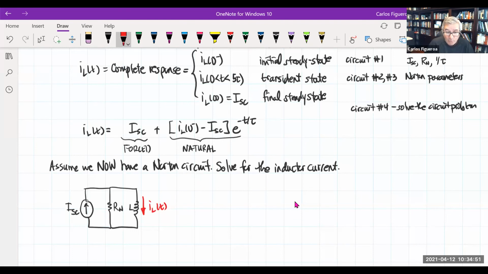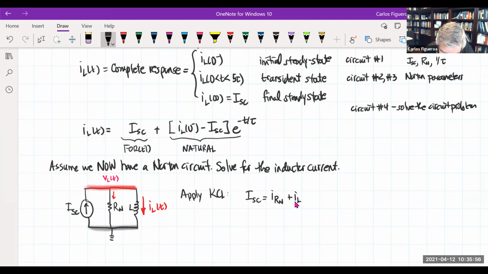When you look at this, these are all parallel elements. So if I try to use KVL to solve this, it doesn't make any sense. I must use KCL. But we should do this wisely and choose this node to be the ground. So up here is, of course, the voltage of the inductor. Now we apply KCL to one of those nodes. The current going in is I short circuit, so KCL tells me that I short circuit should be the current of the Norton resistance plus the inductor current.